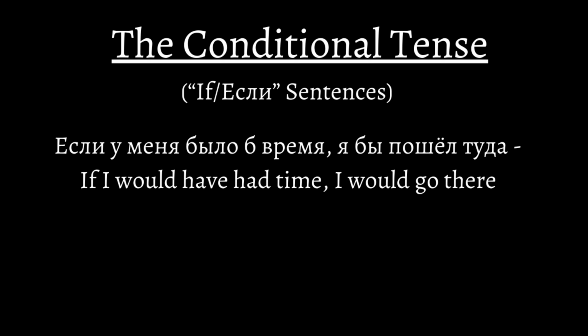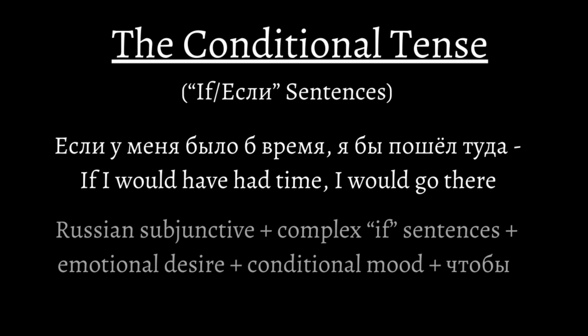It's important to note that the presence of если doesn't automatically make the conditional mood. But now, we're getting into the Russian subjunctive, which also works with complex if sentences, emotional desire, and the conditional mood with the word чтобы. All of these concepts are for a future video, so that's about it. In conclusion, this is how verb conjugation works in the conditional tense in Russian. It's based on the imperfective and perfective past, along with the word бы, which translates to would.